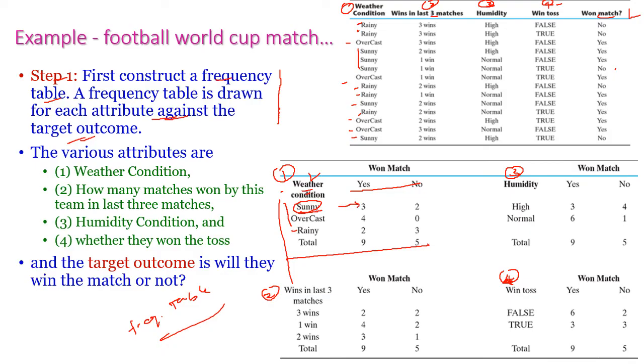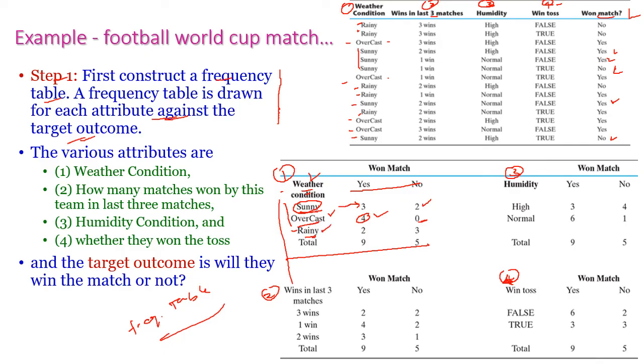So totally 5 records. 3 sunny records lie on yes, and 2 sunny records lie on no. Okay, and when it comes to overcast, all the 4 overcast records lie on the yes side, hence 0 in no.